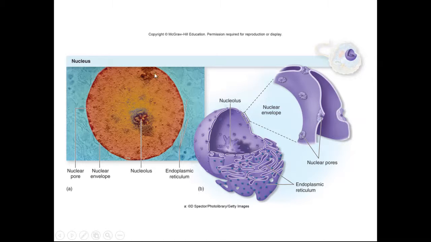So here we can see a scanning electron micrograph of a nucleus. In the center of the nucleus, we have the nucleolus. And then right next to the nucleus, you should be able to see a lot of squiggly lines. Those squiggly lines that are right next to the nucleus make up the endoplasmic reticulum. The nucleus is going to be continuous with our next organelle, the endoplasmic reticulum. They are merged with each other.